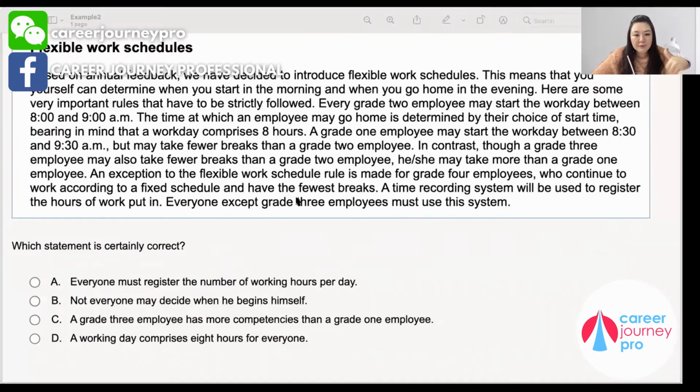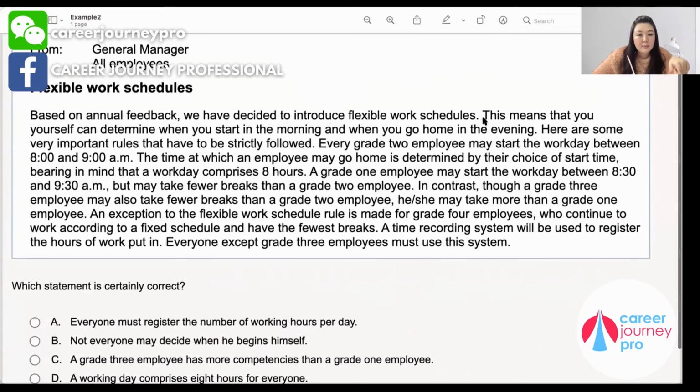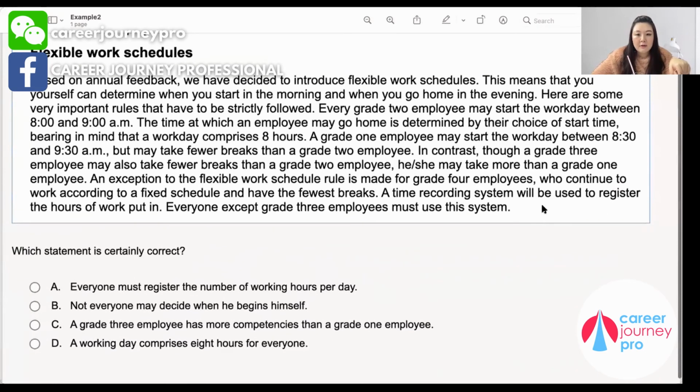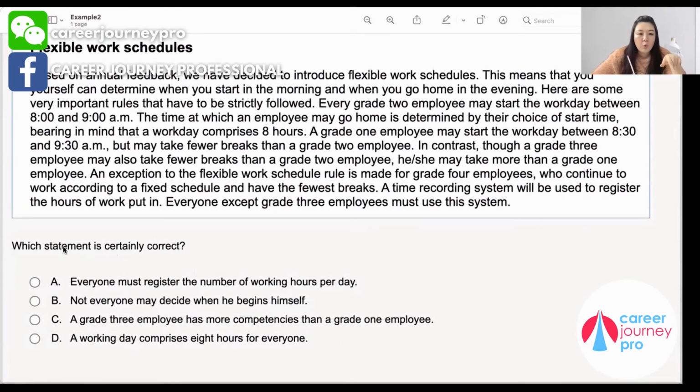I'll share one more example for you. Again, have fun. This one, comment down below which one you think is the correct answer. So this one again, when you read the beginning sentence, it's about flexible work schedules, and the last sentence, use the system. In this case, the last sentence is not the most useful. The question is certainly correct, absolutely correct. No doubt, no vague things. So I can tell you that a lot of people are hesitating between B and D. So let's have a look at D. A working day comprises 8 hours for everyone.